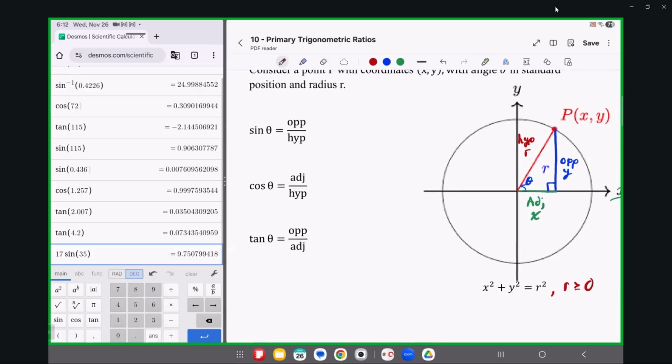Okay, and so here, what do we know? Well, in general, sine theta is equal to the opposite over hypotenuse. So what is the opposite? In this case, the opposite is y. The hypotenuse is r. So sine theta is y over r. And cosine theta is equal to the adjacent over hypotenuse. So that's going to be given by x over r. And what about tan theta? Tan theta, by definition, is the opposite over the adjacent. So that's going to be y over x.